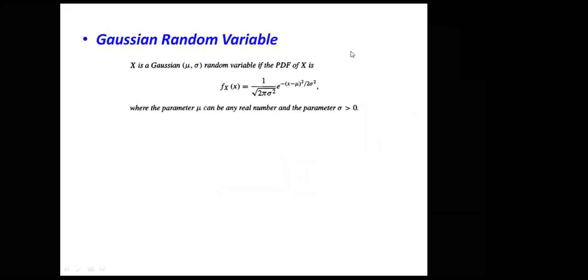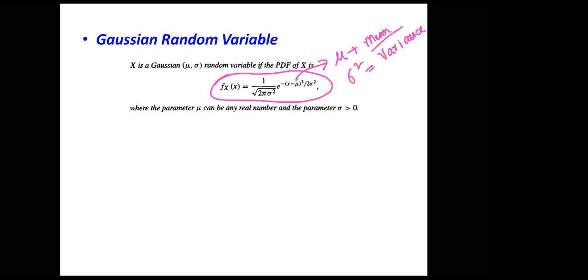Then comes the very important one, which is the Gaussian random variable. Okay, the Gaussian random variable is something where we have this fx equal to 1 by root over 2 pi sigma square, e to the power minus x minus mu whole square divided by 2 sigma square. Okay, so here remember one thing, this mu is the mean and sigma square is the variance and sigma is the standard deviation.